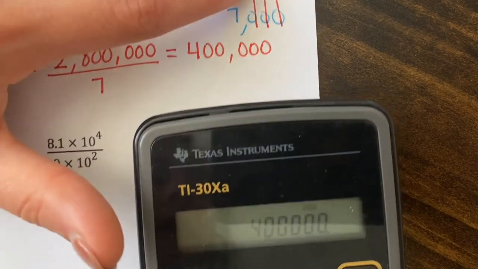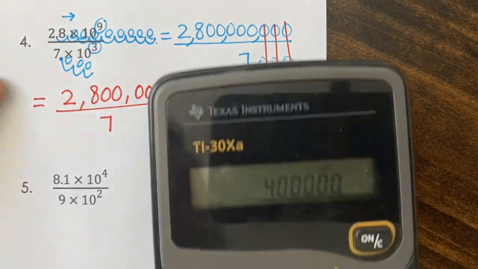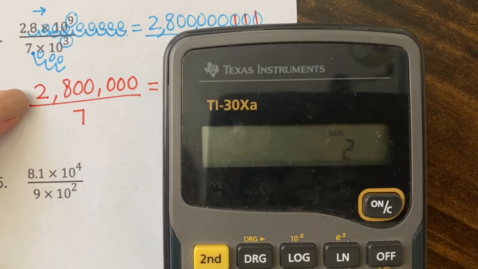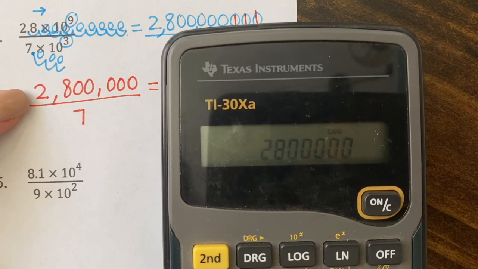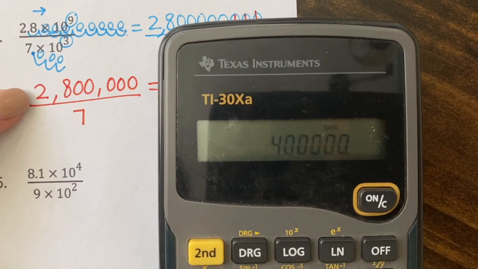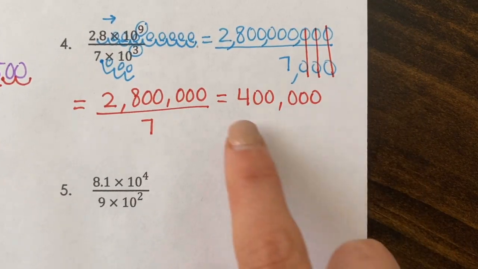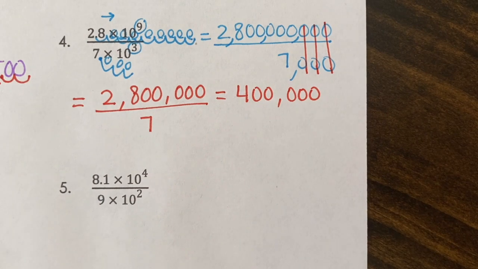If you want to go ahead and do the trick to make your number smaller to fit in your calculator, you can also do that. 2,800,000 divided by 7, you get 400,000 again. So once again, it doesn't matter how you do it, you just need to make sure you can get 400,000.